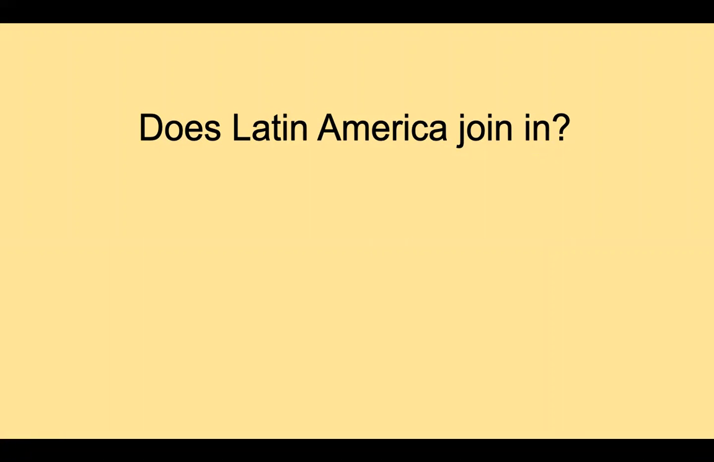Simple question. Does Latin America join the rest of the advanced countries in embracing this embedded liberalism, free trade with some domestic control over employment and prices? Any takers?